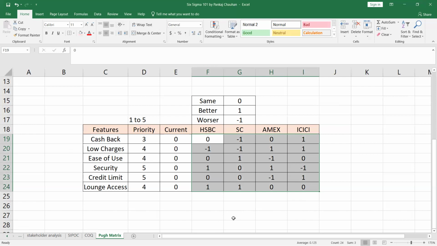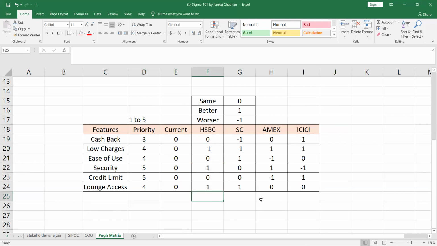Now next comes the scoring. We will be using the sum product, which means 3 multiplied by 0 is 0. 4 into -1 is -4. 4 into 0 is 0. So as of now, the score is -4. And plus 5 into +1 is +5, and this is 0 and +4. So +1 and +4 total will give you +5, right?